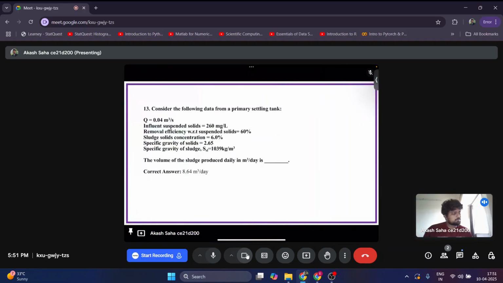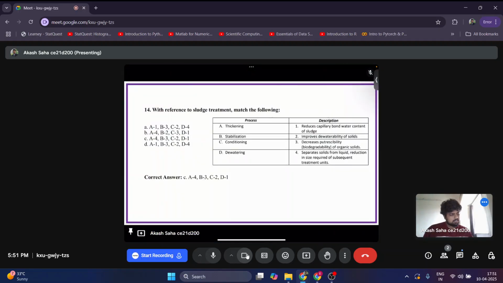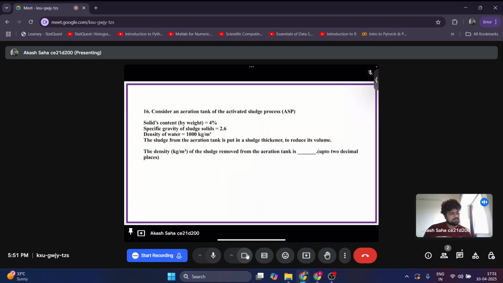Okay, another similar problem we will do. So this type of problem also we have done, so please try it out by yourself. Consider an aeration tank with activated sludge process. Solids content is 4%, specific gravity is 2.6, density is 1000. Find the density of the sludge removed.